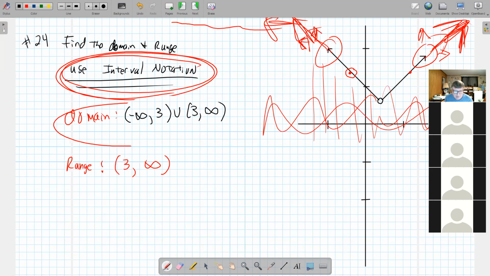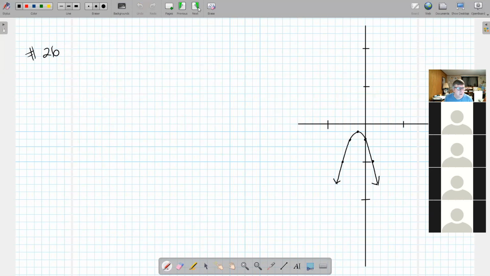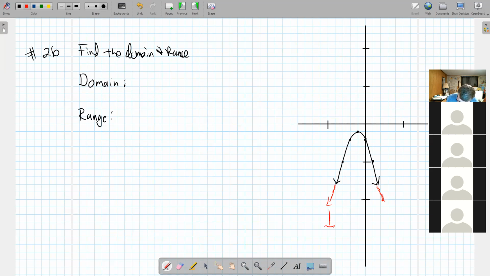All righty. Let's go on to another example. Number 26. Again, we are to find the domain and range. Could my handwriting get any worse? Probably not. So domain, range. Okay, now these arrows going down like this mean that the graph continues to go down, but it also continues to go over. This is going down and over.